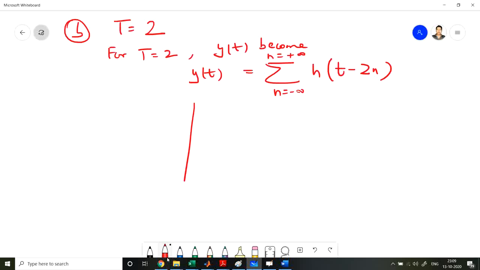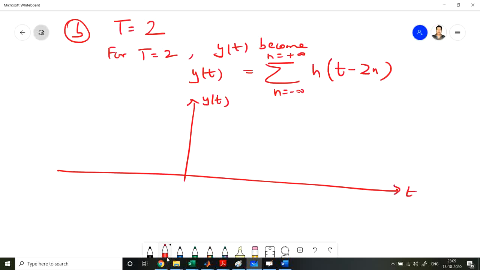Let us plot yt. So this is our yt with respect to t. Now for n equals 0 we have ht, which is 0, plus 1, minus 1. Then for n equals 1, it is shifted by 2 points. So 0 is shifted to 2, the 1 is shifted to 3, and the minus 1 will shift to 1. So basically we are getting this type of plot.